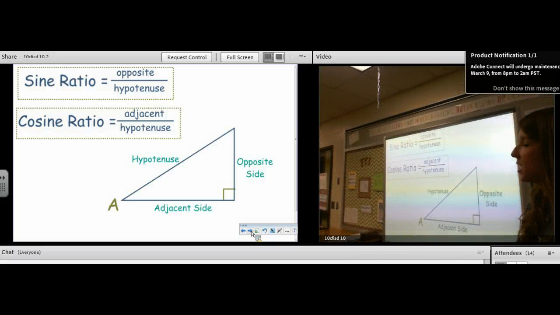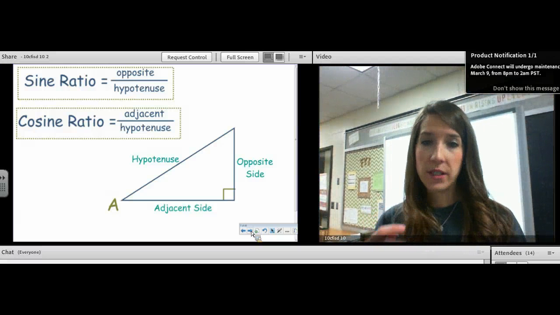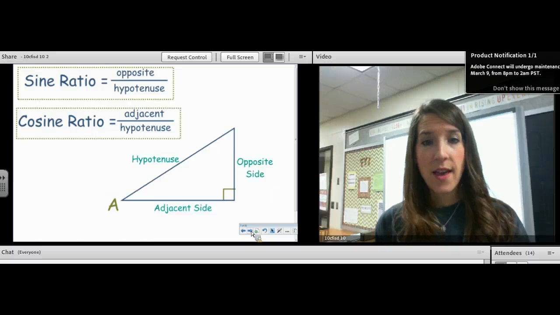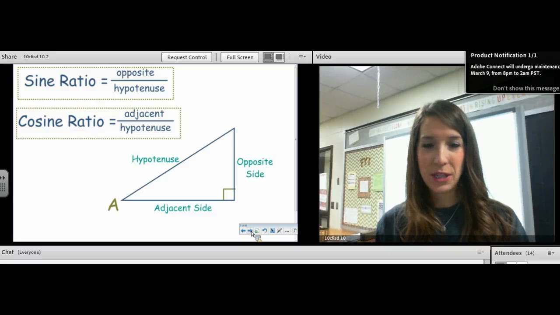Okay, so you need to write this down in your notes. The tangent was opposite over adjacent. The sine ratio is opposite over hypotenuse, and the cosine ratio is adjacent over hypotenuse. So now we've used all the sides twice. We've used each thing twice.